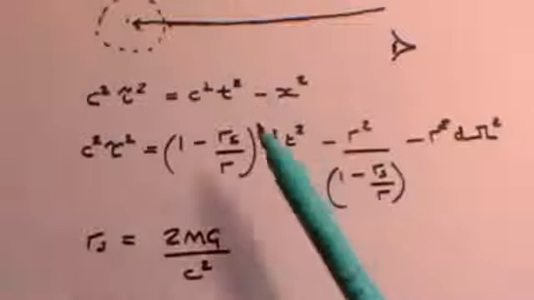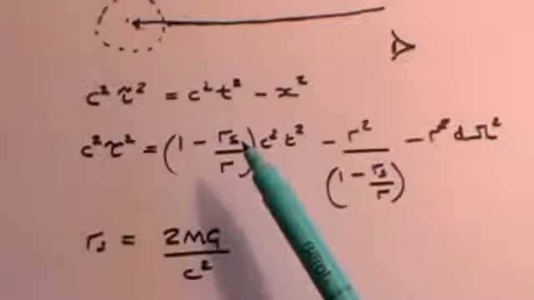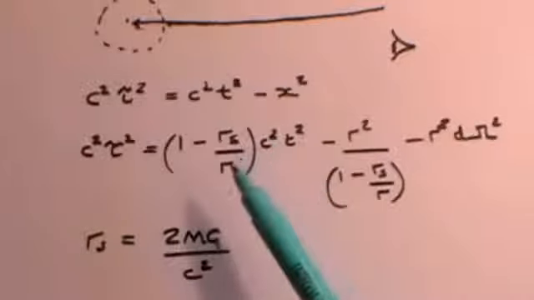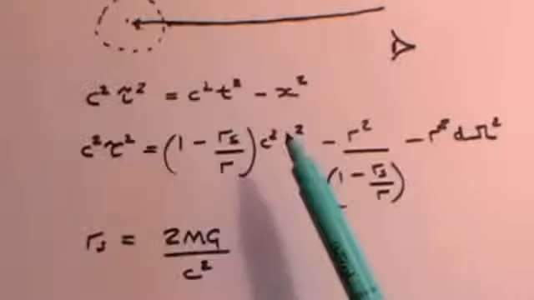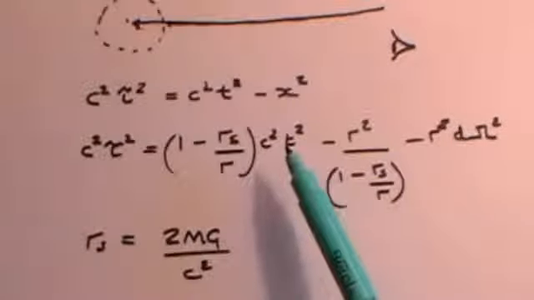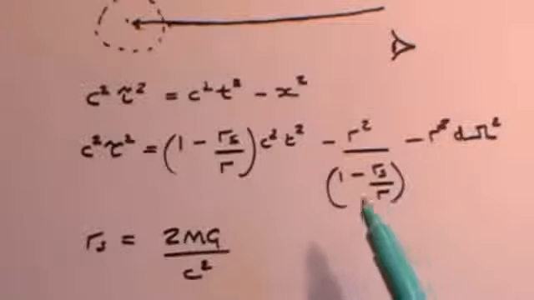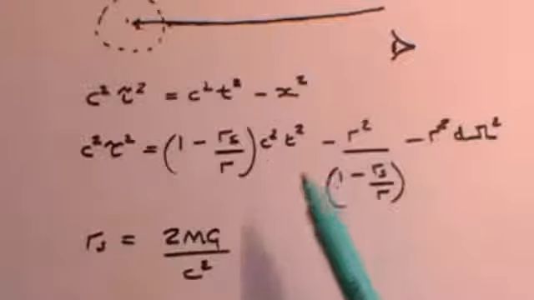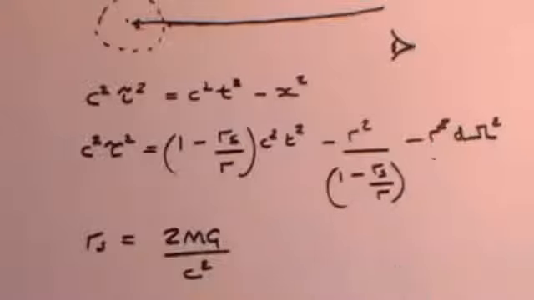But there's also the interesting question of what happens when r is rs, in other words, when you are at the Schwarzschild radius. In those circumstances, rs over r is 1, 1 minus 1 is 0. 0 times c squared t squared is 0, minus r squared over (1 minus rs over r). Well, 1 minus rs over r is 0, because we are at the Schwarzschild radius, so r equals rs. So this term blows up to infinity. And you can forget about that one for these purposes.